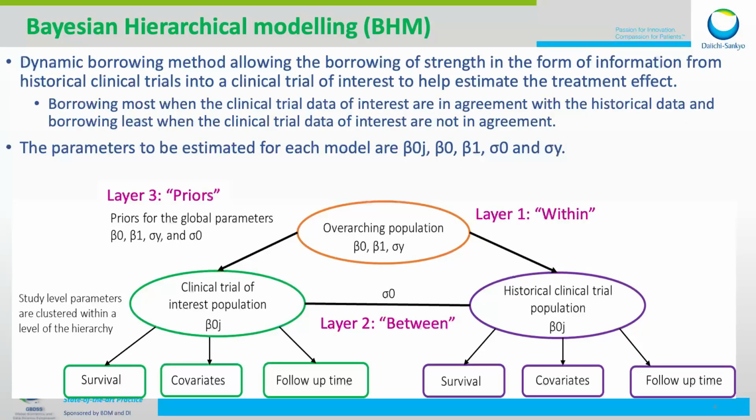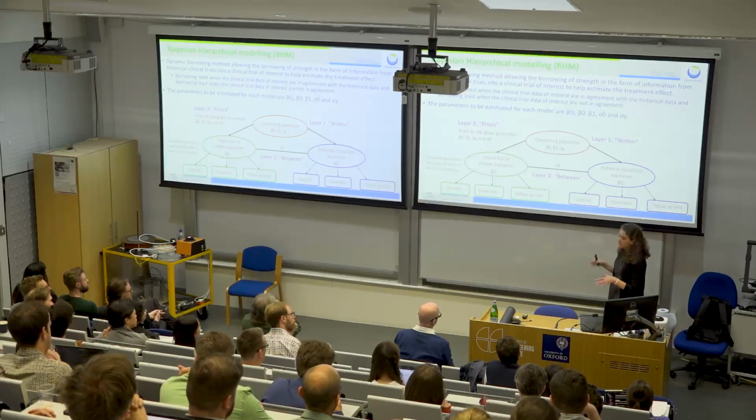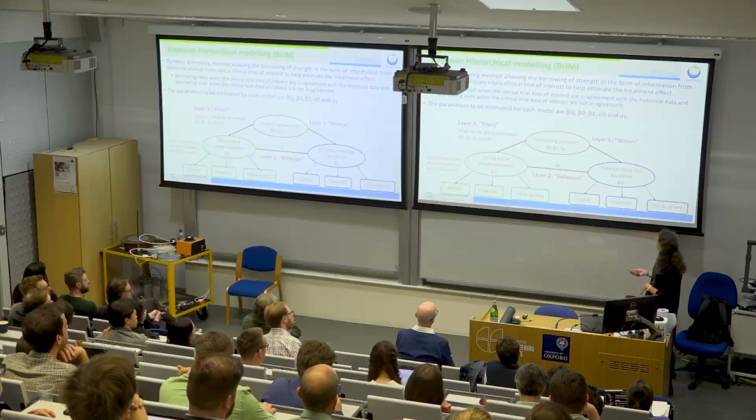So as I said, you could have many clusters, and the main thing that we were interested in was the impact of a specific treatment on survival, very simply, okay? So it's dynamic borrowing in that it borrows most when the clinical trial data are in agreement with the historical data and borrows least when they're not in agreement. And a BHM has 3 different layers, and you have to estimate parameters for those 3 different layers, okay?